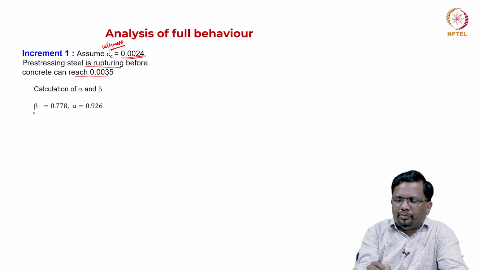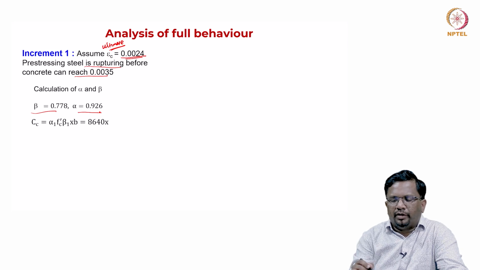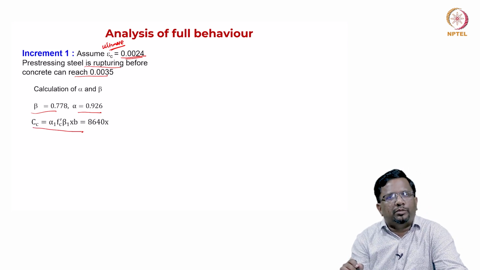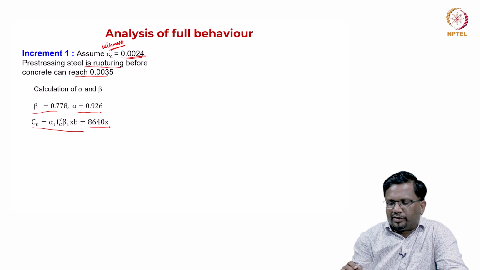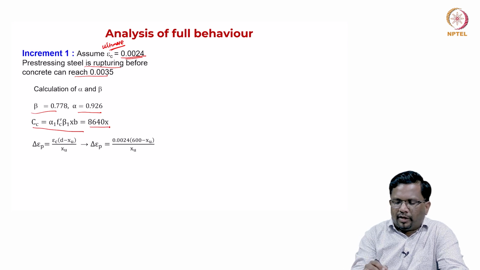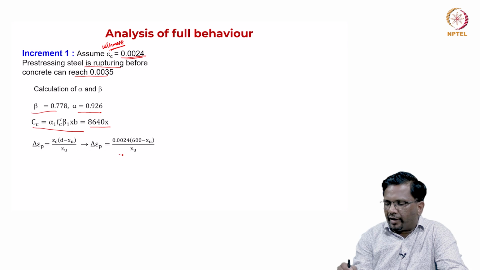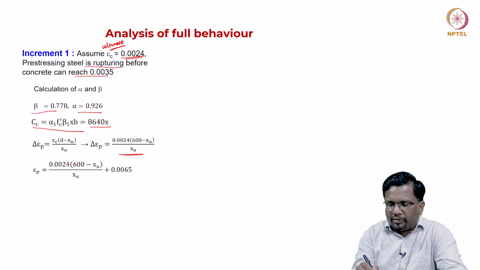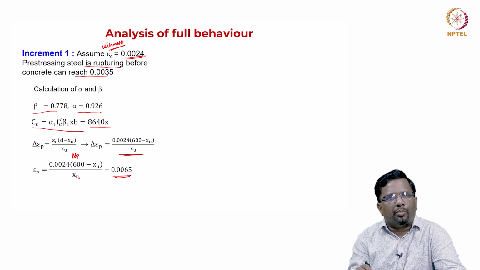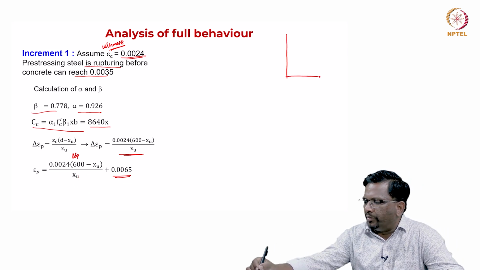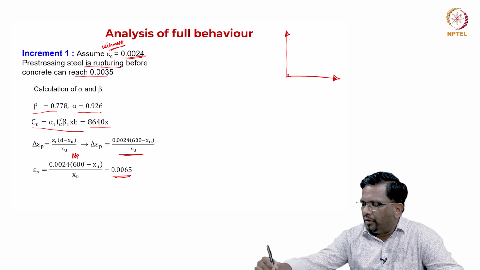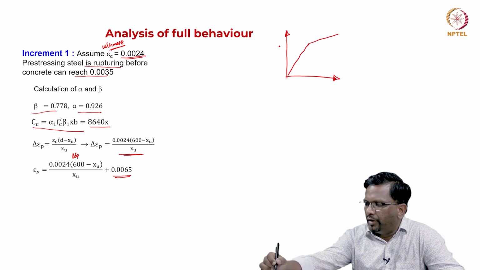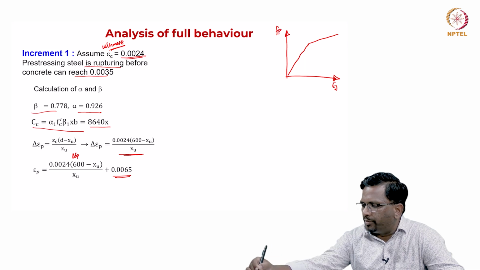Once epsilon c is fixed, beta can be calculated, alpha can be calculated. Compression force is alpha 1 f prime c, beta 1 x into b. This can be expressed in terms of xu. And delta epsilon p, from the strain gradient, again I can get this in terms of xu, right. And here again you can get your epsilon p like this. This is your delta epsilon p, and this is your initial strain. Now you see here, this will not be in the initial slope. This is your Fp and this is your epsilon p, right.